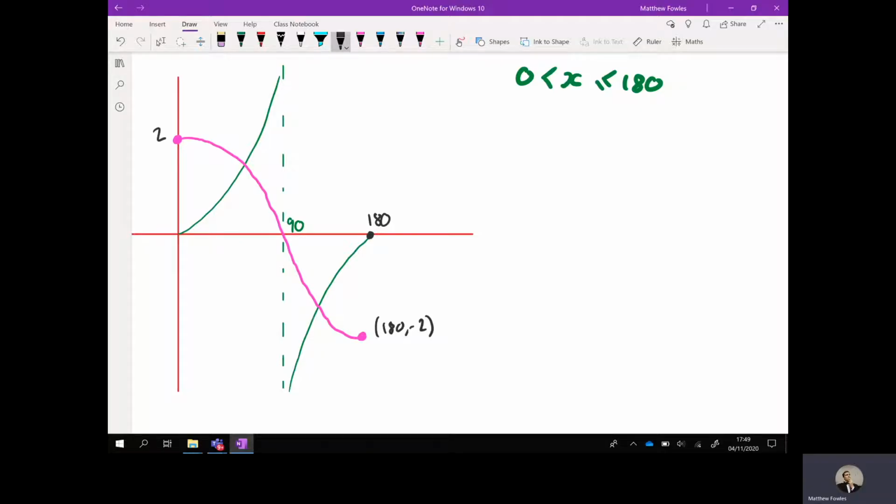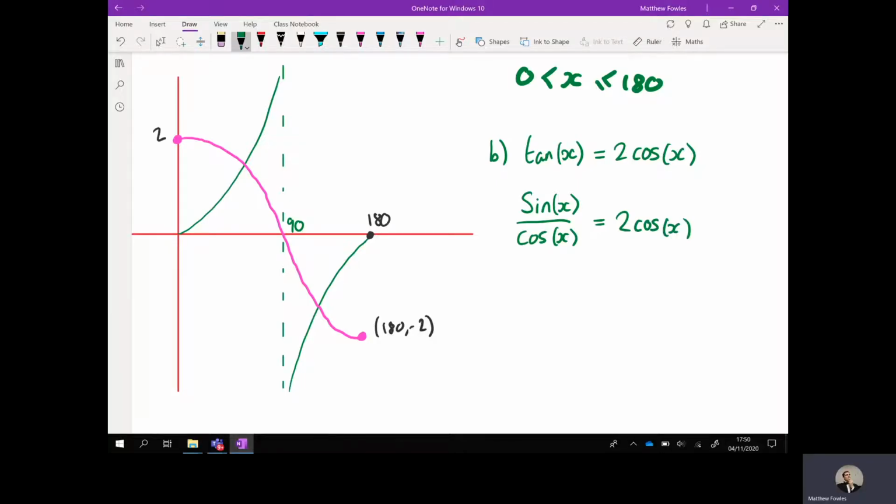With our sketch complete, we move on to part B. In part B, we have to show clearly that tan x equals 2 cos x can be rewritten in terms of sine only. To convert questions involving tan and cos into sine, it makes sense to remove the tan element as soon as possible and replace it with coses and sines. We can do this using the identity tan x is equal to sine x over cos x. We've now eliminated one of the two unwanted trigonometric components, the tan.